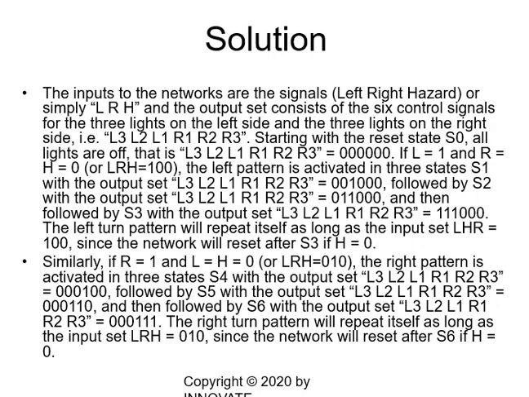So then we go to S2, where the output L3, L2, L1, R1, R2, R3 will be 0, 1, 1, 0, 0, 0, and then followed by S3, with the output L3 on, L2 on, and L1 on. So the outputs will be 1, 1, 1, 0, 0, 0.